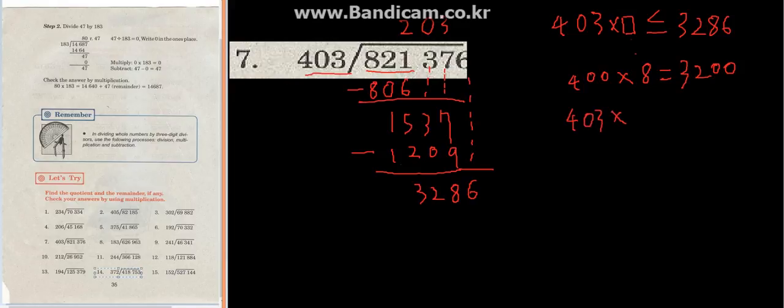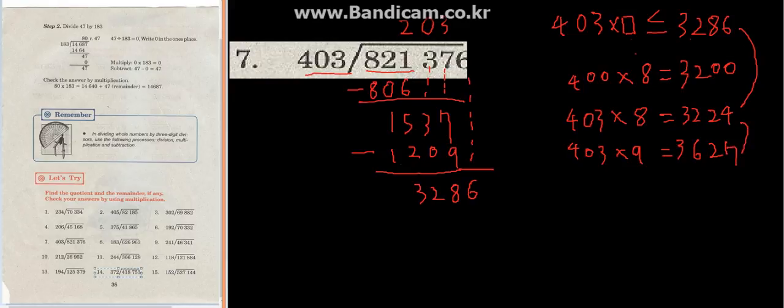So 403 multiplied by 8 is 3224. Is this number quite close enough? I guess it is. Even if we compare to 9, that's going to be 3627. Yeah, 3286 is between these two numbers. So you can happily write down 8, which should be 3224. And if we subtract these two numbers, it is going to be 62.